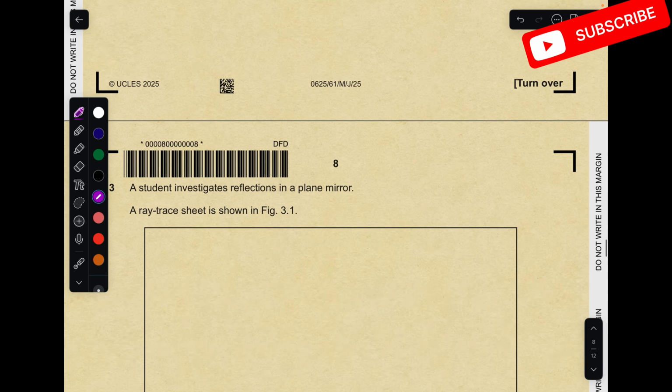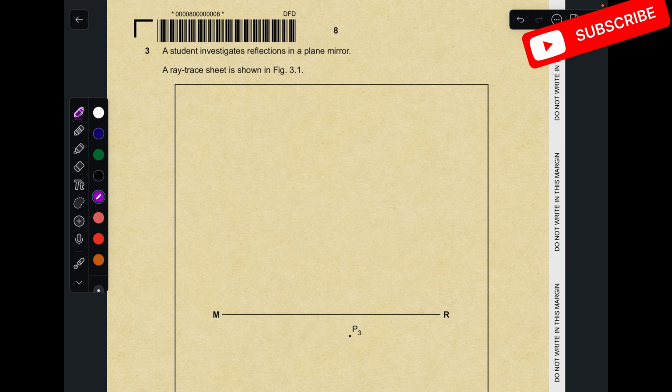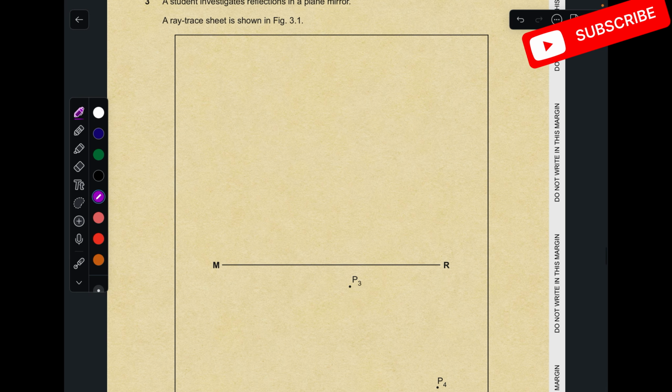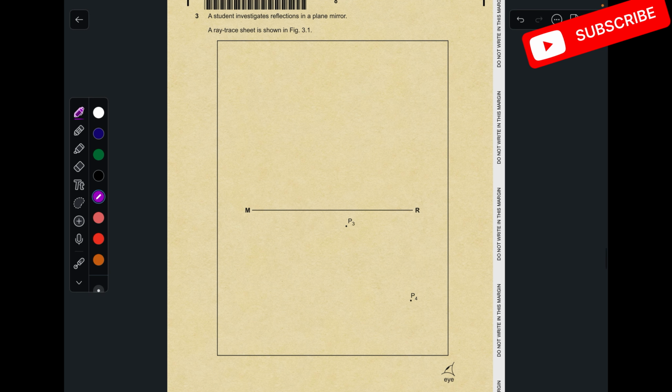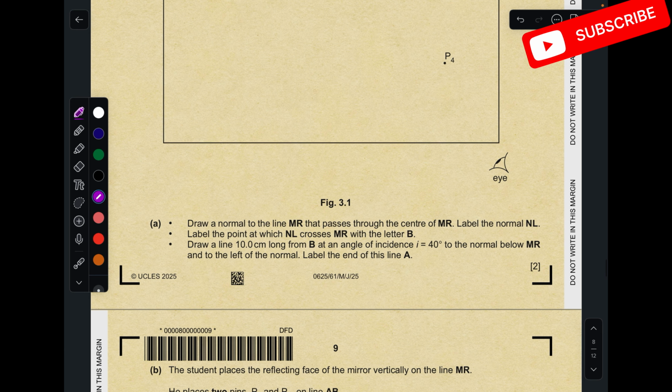Question. Okay, so this question is from the light portion. A student investigates reflection in a plane mirror. A ray trace sheet is shown. So this is the ray trace sheet. What you have to do. Okay, what is the trick in it? You have to read the lines one by one, and you have to do it there.